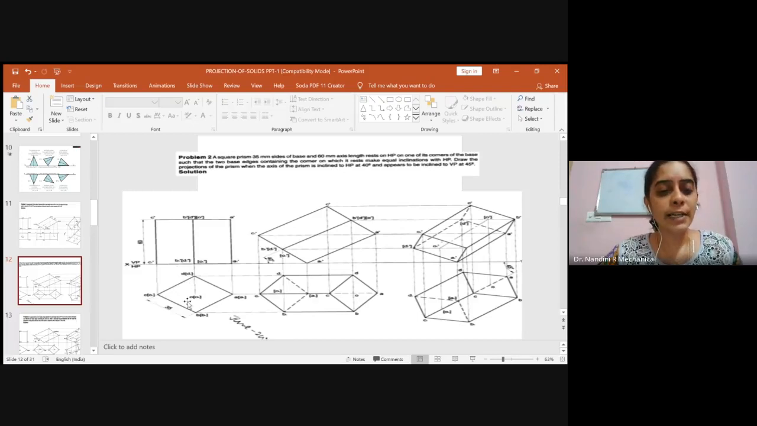After that, at the center, you will be having O and O1. So this is the naming of the top view for the position when it is resting on one of its corner on HP. So once it is done, now we have to get the first stage front view.